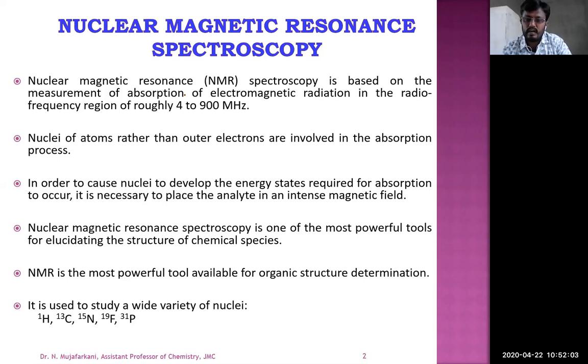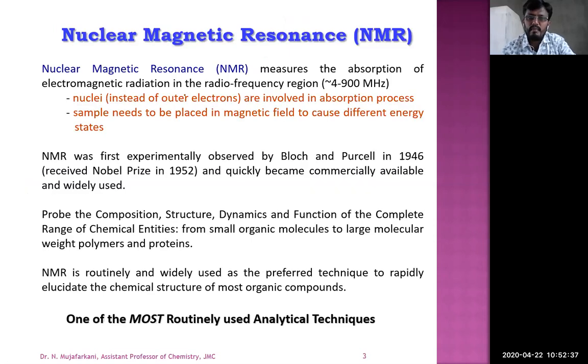For example, hydrogen has a proton. In the case of carbon, C12 is not active in NMR spectroscopy. We only study NMR spectroscopy for C13, because C13 has one excess proton. That type of proton only absorbs the electromagnetic radiation, and then only it may provide the signal. It is used to study a wide variety of nuclei such as hydrogen, carbon 13, nitrogen 15, fluorine 19, and phosphorus 31. Nuclear magnetic resonance measures the absorption of electromagnetic radiation in the radio frequency region.